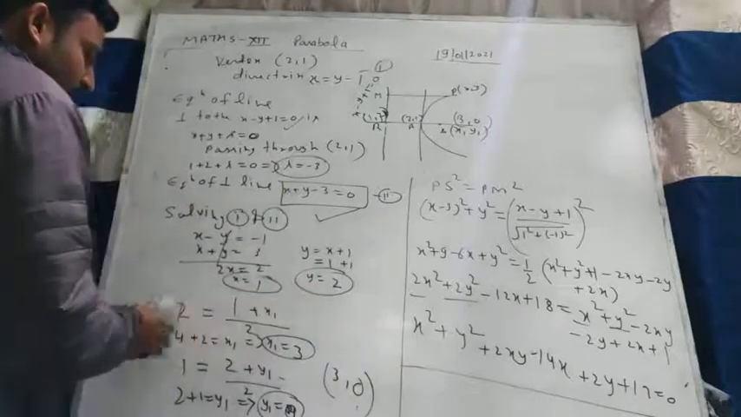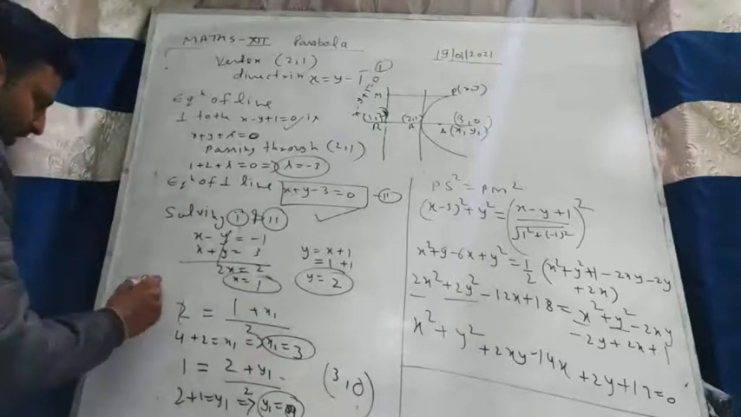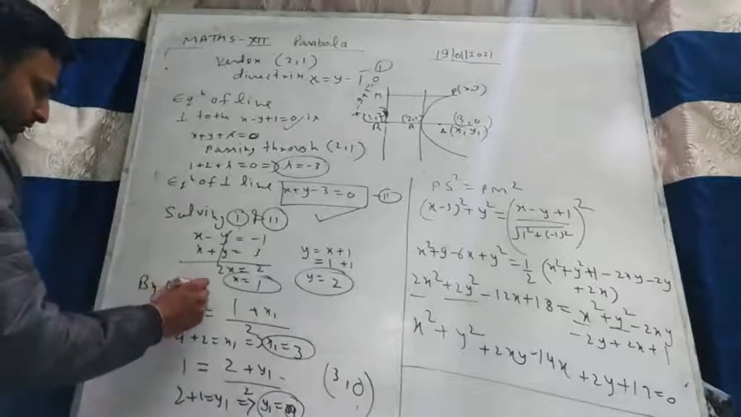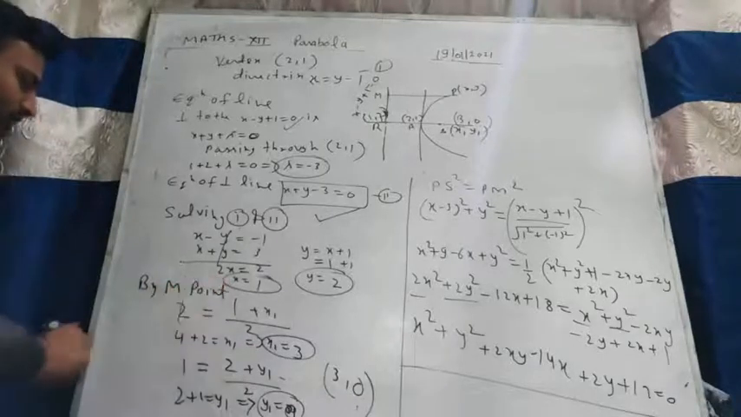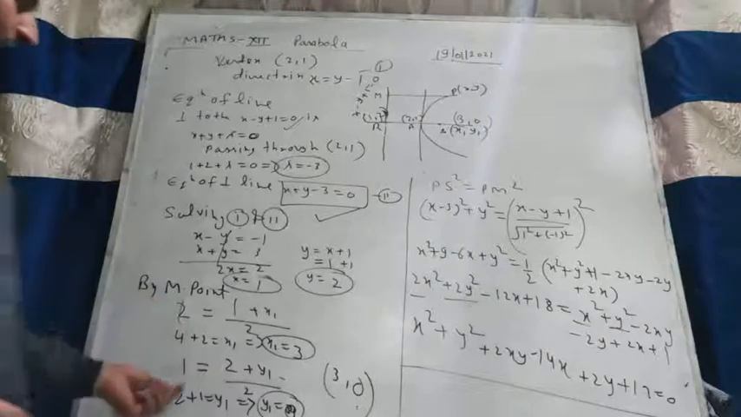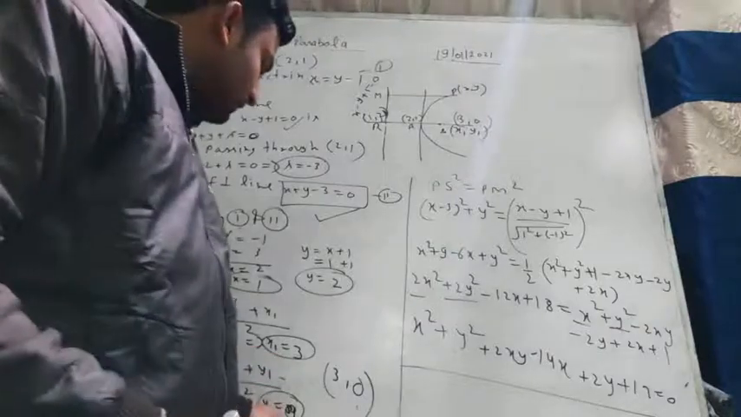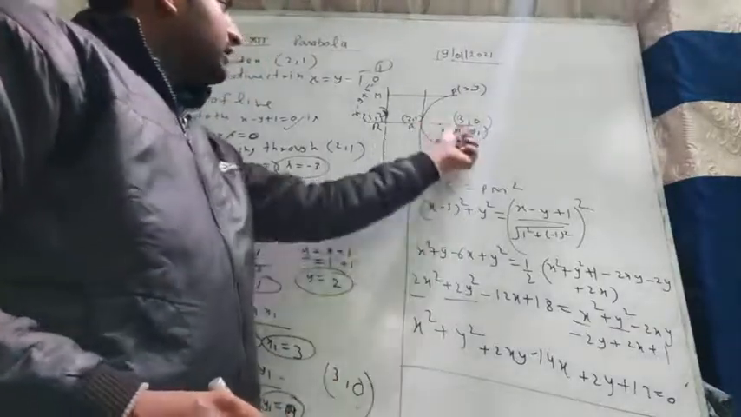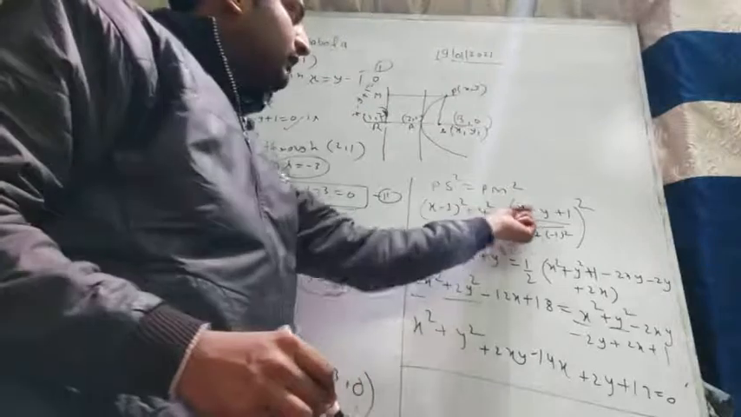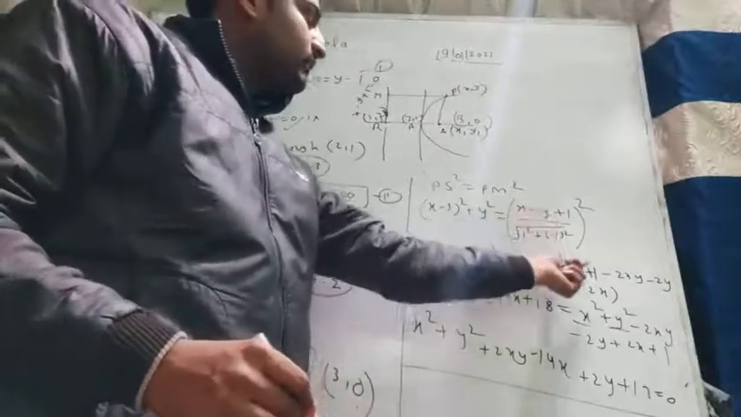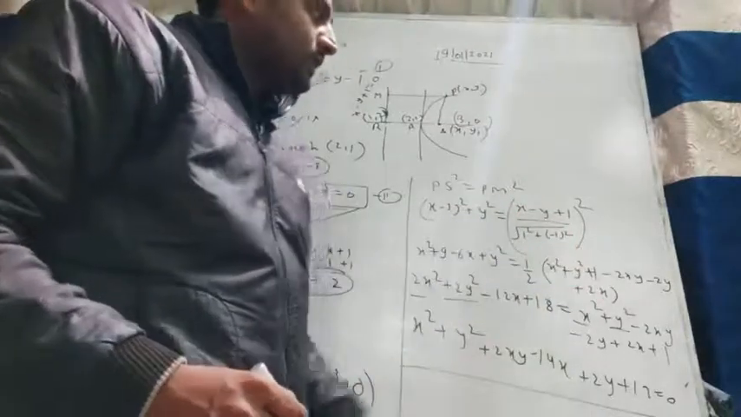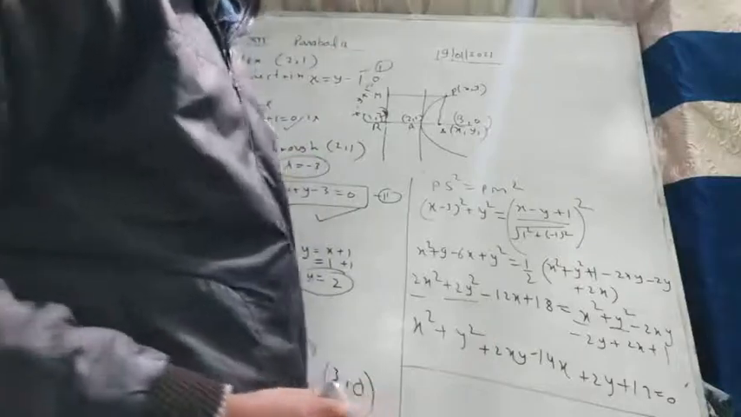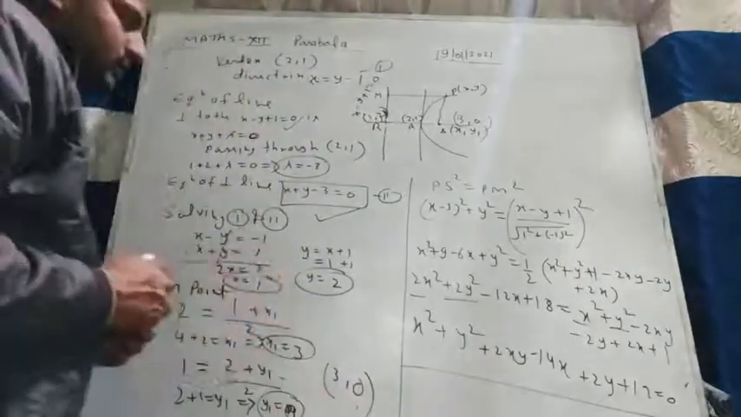Now applying the midpoint formula, we find the coordinate of x1 and y1, which is 3, 0. Now this PS is equal to PM, student. So we write x minus 3 whole square plus y square, and this is a square plus b square plus c square minus 2ab plus 2bc plus 2ca, and solving this we get our result.